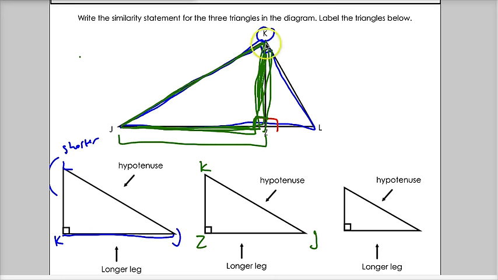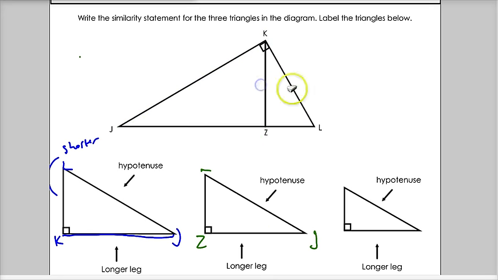Now finally I got my small triangle. Let's get all this business out of here. I got my smallest triangle, and that's right over here.